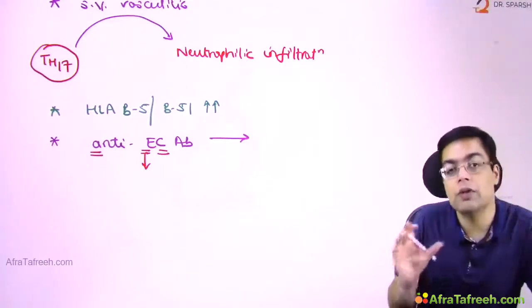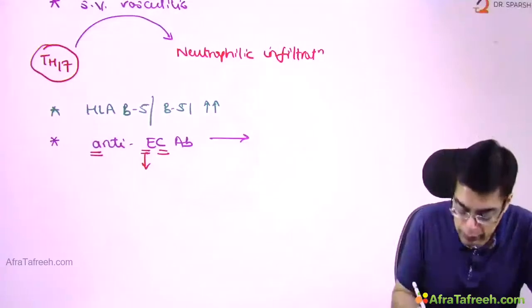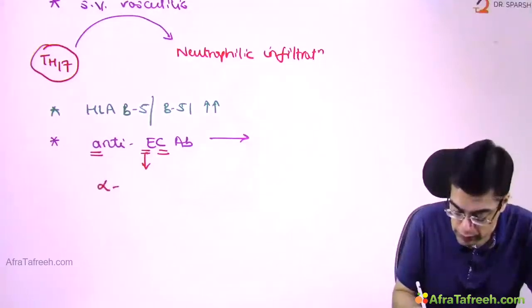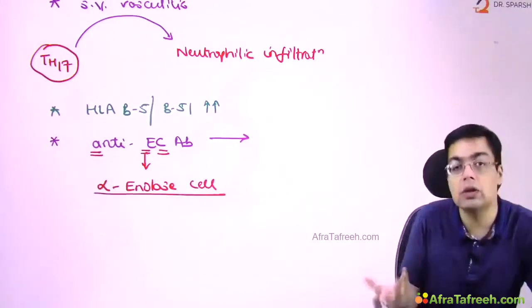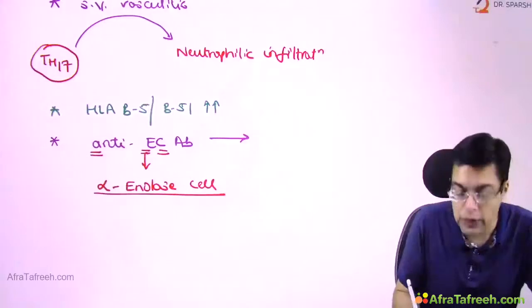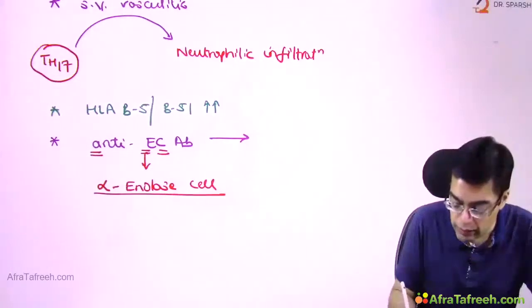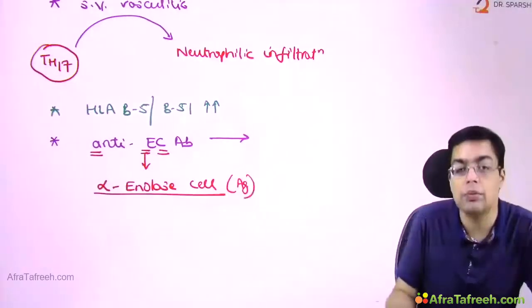The name itself is what will help you remember this always. Remember, A for anti, A for alpha, E for enolase. So alpha enolase, that is present in the cells of the endothelium, that means endothelial cells. Alpha enolase in the cells of the endothelium is the main antigen against which these antibodies are produced.